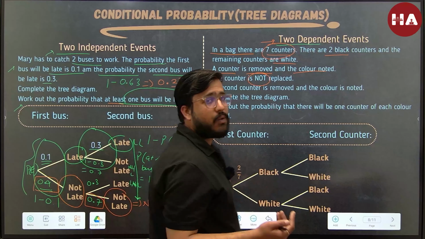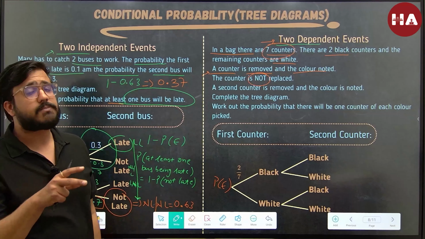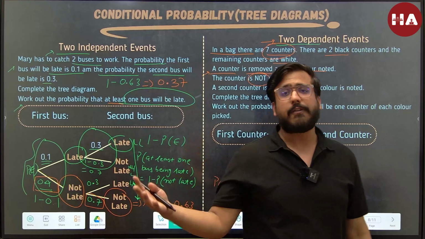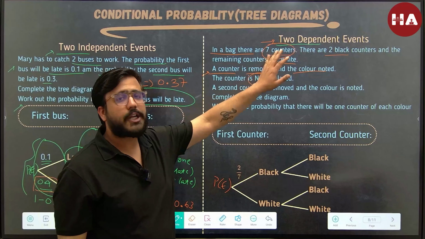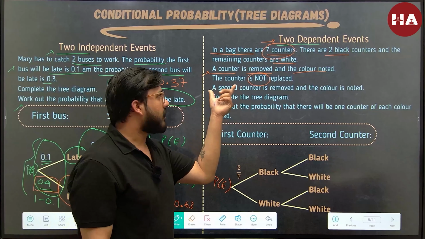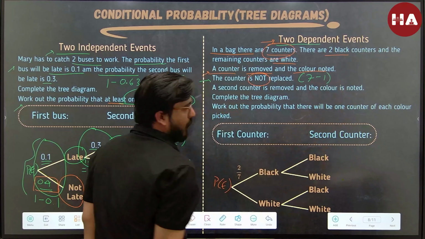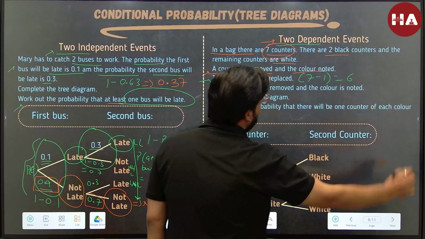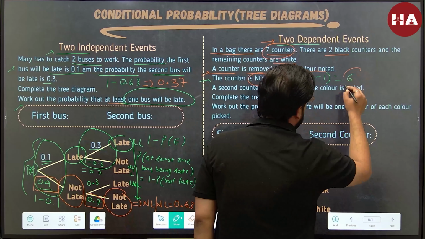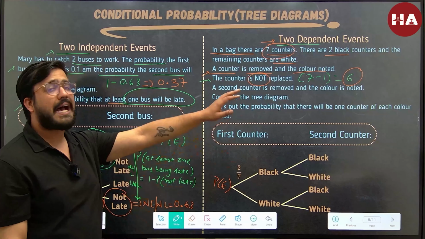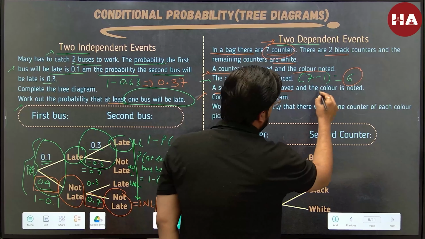If I have 7 counters, I have taken out one and not replaced, then the total number of outcomes will be deducted and the answer will be formulated as per the new value. So earlier I had 7 and I have not replaced 1. So in this case, the total number of outcomes will be denoted with the number 6. Okay. Now a second counter is removed and the color is noted.